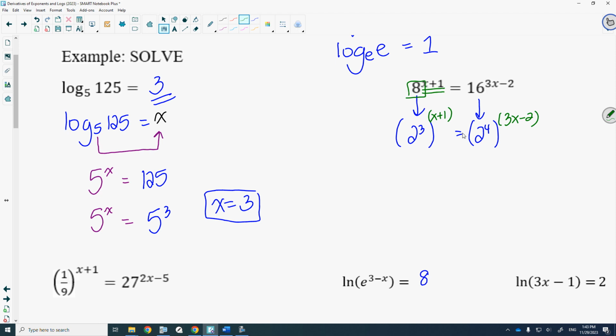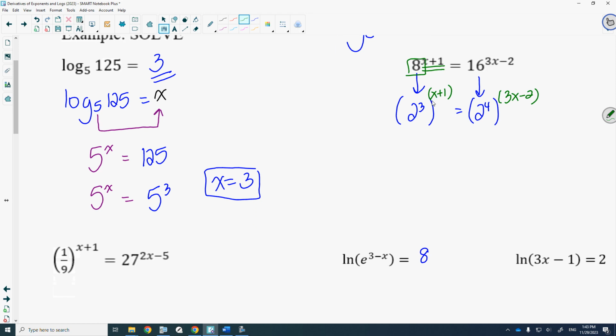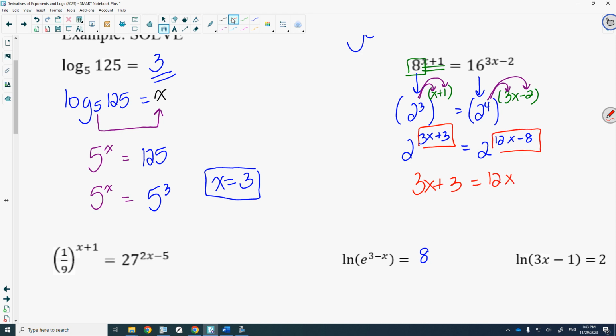Now, I don't want to drop the bases just yet. I want to do power to a power. Power to a power is multiply. So I'm going to multiply this 3 and distribute it into the bracket, and I'm going to multiply and distribute this 4 into the bracket. So then I will get 2 to the power of 3x plus 3 is equal to 2 to the power of 12x minus 8. Once your bases are the same, you can drop the bases and equate the exponents. So 3x plus 3 is equal to 12x minus 8. Let's bring our x's to one side.